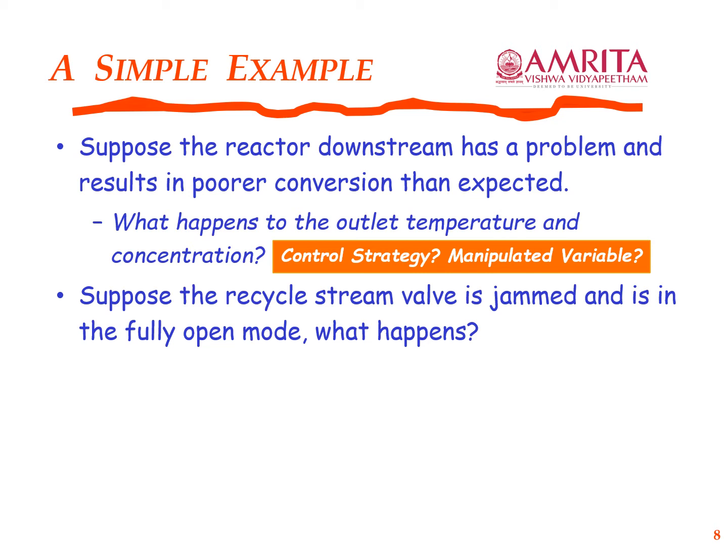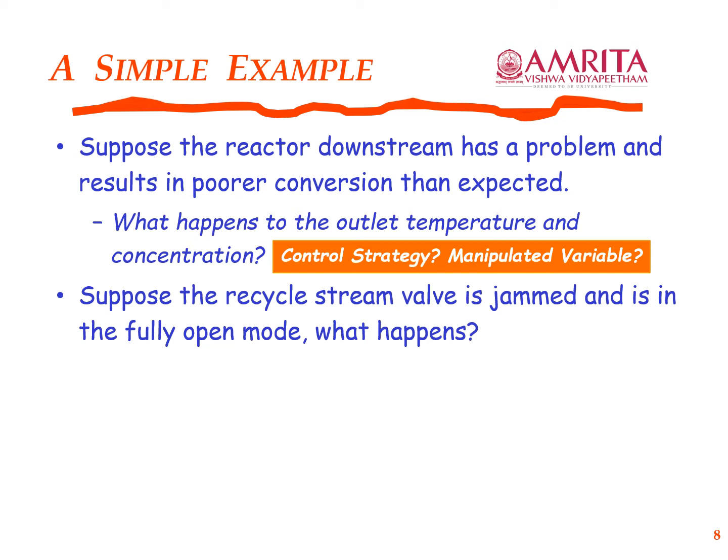Another what if scenario. Suppose the recycle stream valve is jammed and is in a fully open mode. What happens? Surely you're not going to just take the top product from the distillation column and put it all into the mixer. You would want some sort of a control in case you are producing something that is not desirable, and you will always have a valve which will allow you to regulate the flow rate of that recycle stream. So the recycle stream flow rate can be controlled.